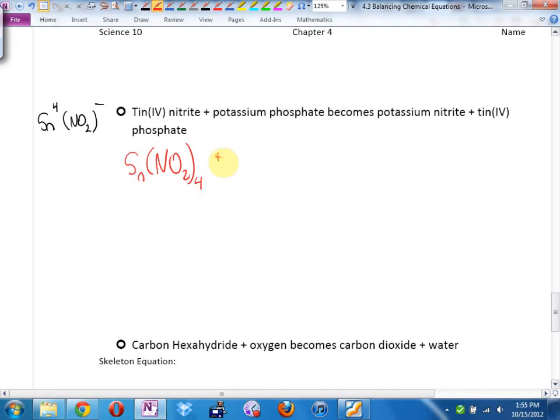Plus potassium phosphate. I can't just write the letter K and the phosphate. I have to balance the charges. So I'm going to go off in the margin. What's the charge on potassium?